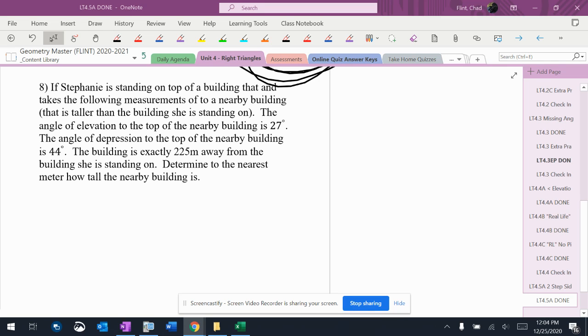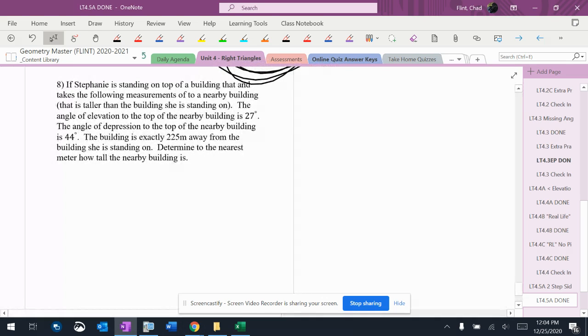Okay, so this one has no picture. So if we get to a word problem like this and we have to draw a picture, we just have to draw something that's reasonable enough that we can follow along with what it says. So it says we have this person standing on a building, and she takes the following measurements to a building that's nearby. So let's draw the ground.